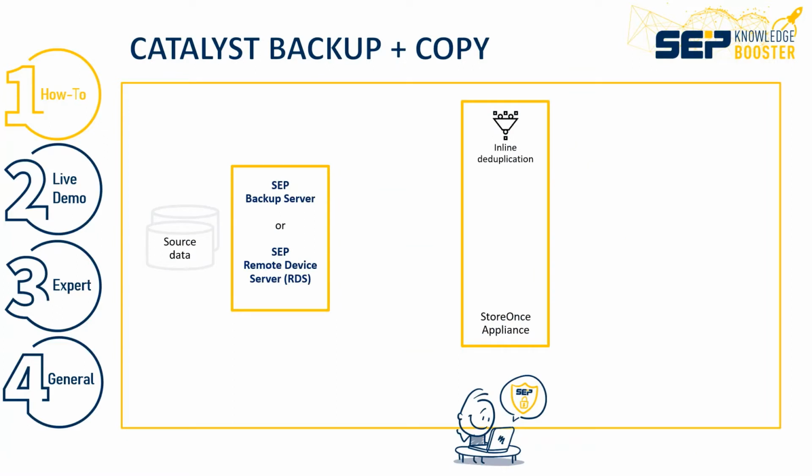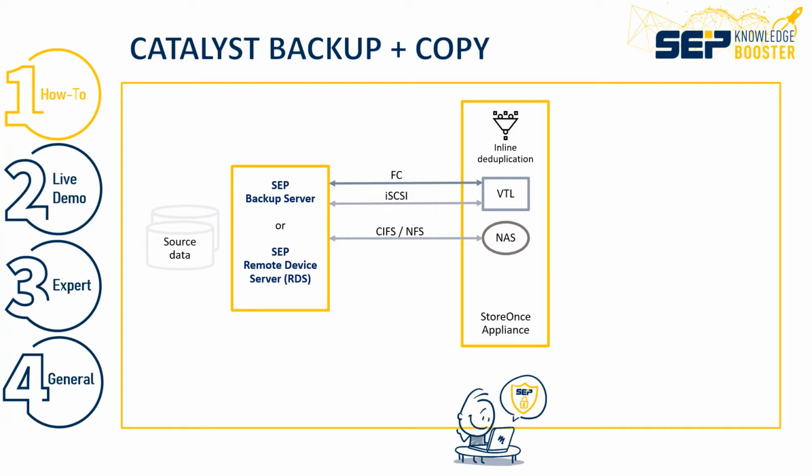Now, how does it work, the Catalyst backup and the Catalyst copy, which is the replication of backup data? First of all, you can attach a StoreOnce appliance to an SEP backup server as a VTL or NAS device via the fiber channel, iSCSI or CIFS and NFS interfaces. And this is possible with almost every deduplication appliance available on the market. And as a VTL, it's represented and treated by the SEP backup server like a real physical library.